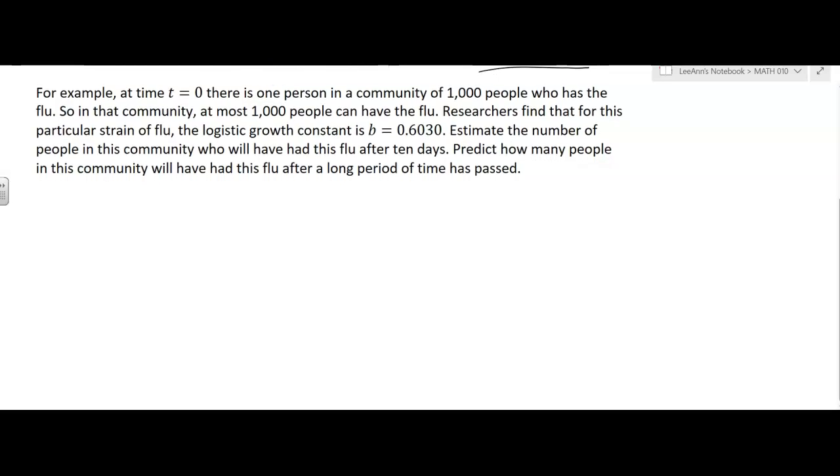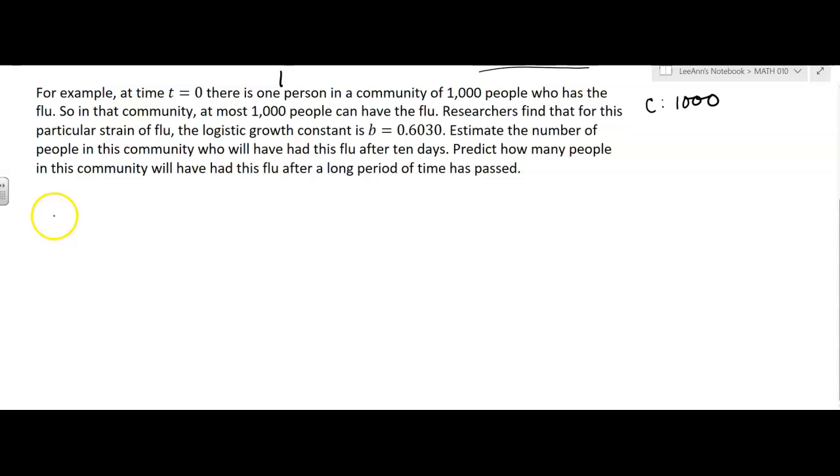For example, at time t=0, there is one person in a community of 1,000 people who has the flu. Now that one is important because we're going to need that. So in the community, at most 1,000 people can have the flu. That's the carrying capacity then. The carrying capacity is going to be 1,000 people. That's as many as we can have that have the flu.